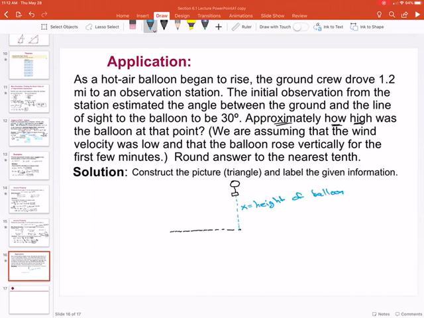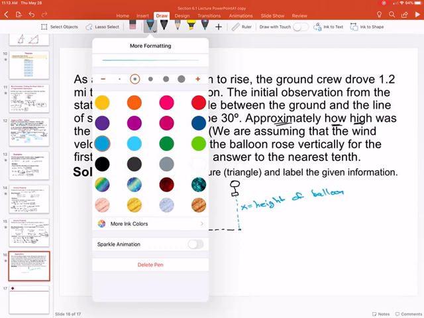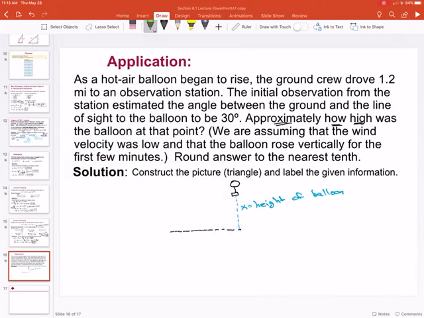With that said, what else did they give us? They said we were going to drive out 1.2 miles to an observation station, and the angle between the ground and the line of sight to the balloon would be 30 degrees. So let's show that in our visual. As we go back to our drawing, we drive out a distance of 1.2 miles, and we'll say our observation station is right here.